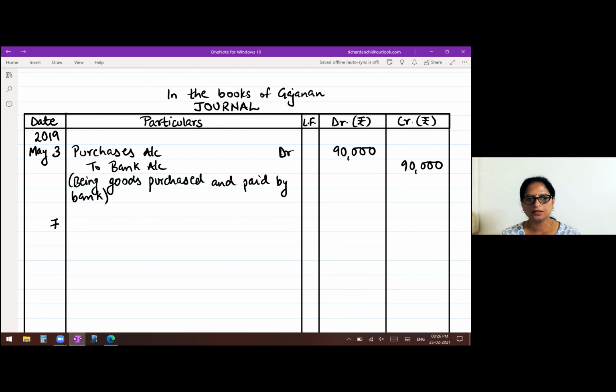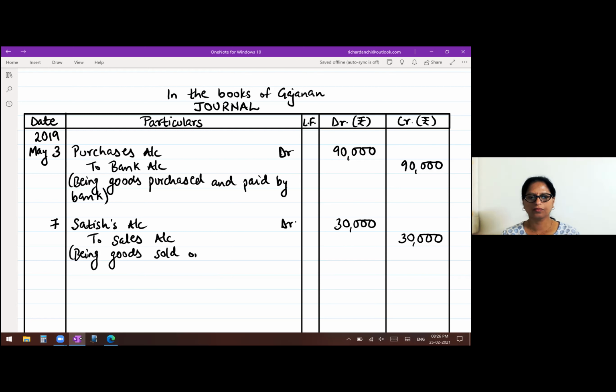So right there, Satish's account debit 30,000 to sales account 30,000, being goods sold on credit. Similar transactions which we have done in the previous problem. Next is 9th, paid for postage.